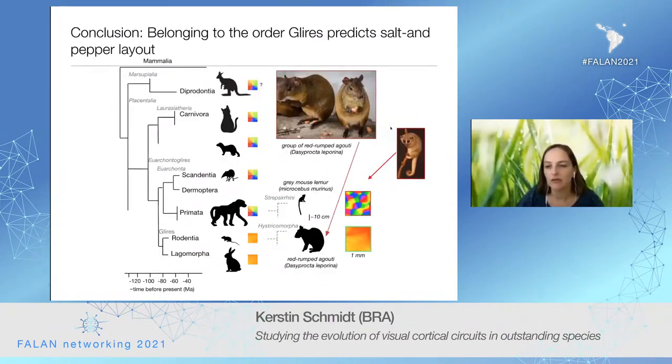So let's add the 2 new outstanding species into the picture. We have the smallest monkey and we have the so far largest rodent investigated in this question. And they both express the layout of their order independent of the size of the cortex.